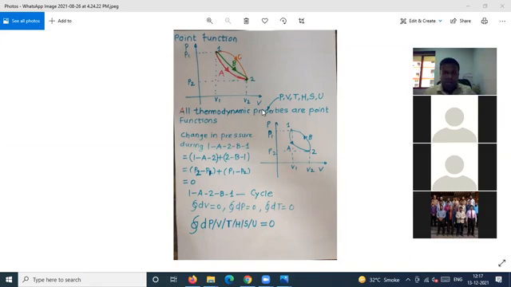That's why properties like pressure, volume, temperature, enthalpy, entropy, internal energy are called point functions. Is that okay? All of you, is that okay? Let me know. Yes, sir.